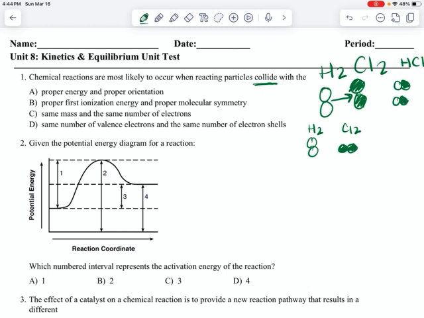If the particles were not orientated the right way, like in this example here, if this collides with that, see how this atom and this atom are nowhere near each other? This would be an ineffective collision. So maybe one HCl might be made, but the reaction would not happen. So the answer is this: proper energy, proper orientation.